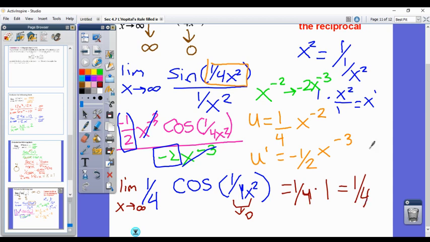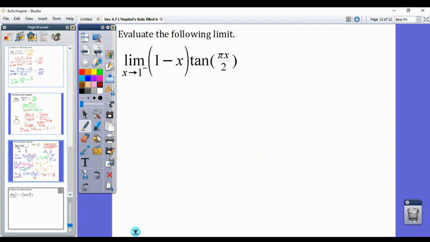All right, let's do one more like that. Okay, so for this next one, we're going to 1, and as I'm going to 1 from the negative side, that essentially means this is going to go to 0, and this is going to go to pi over 2, and that will be going to infinity. Okay, so I have the same case that I had before happening.